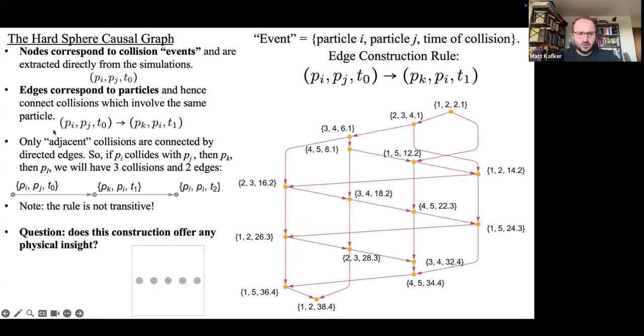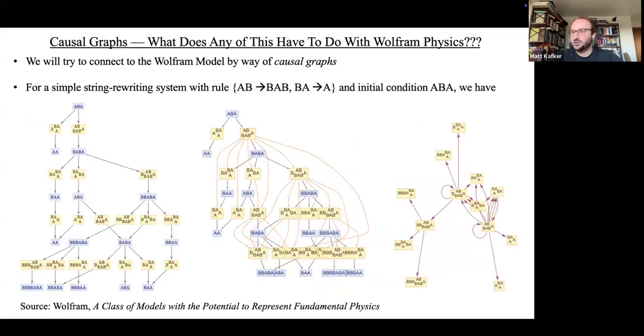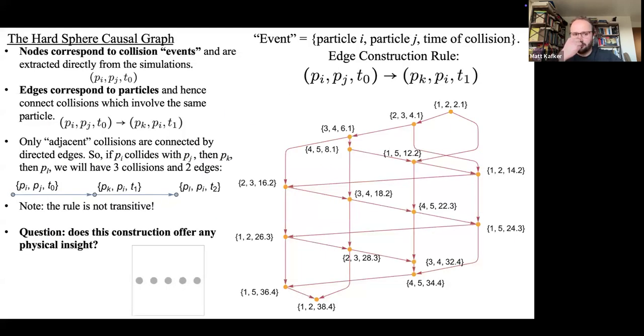Okay, so we're going to introduce it in the context of hard spheres, and actually the causal graphs will turn out to be simpler than in this multi-way system, because we do not have a multi-way system. So basically the idea is an event in the context of hard spheres is going to be associated with a collision. So the system evolves from collision to collision to collision. Each one of those collisions is going to be an event, and that's going to correspond to a node in our graph.